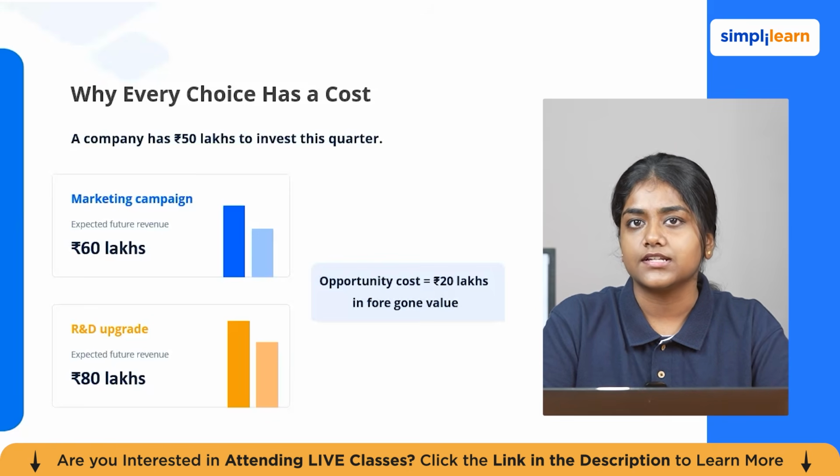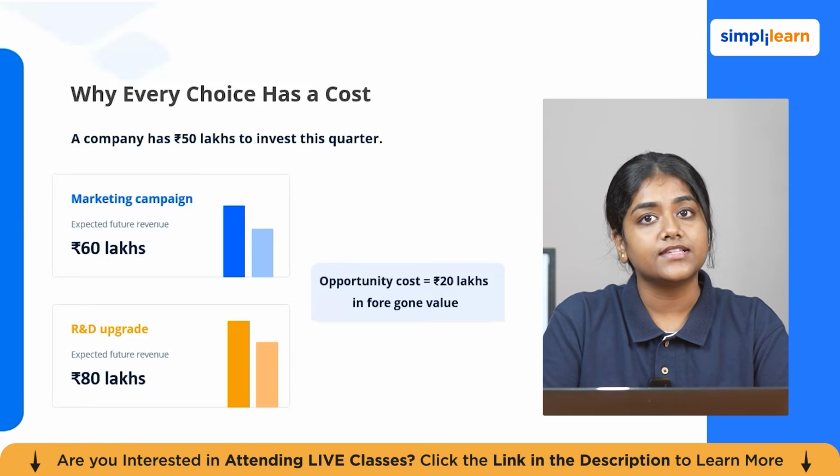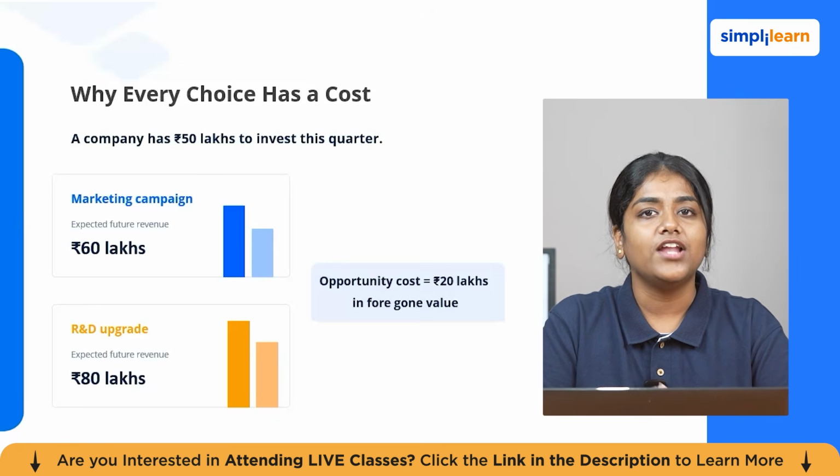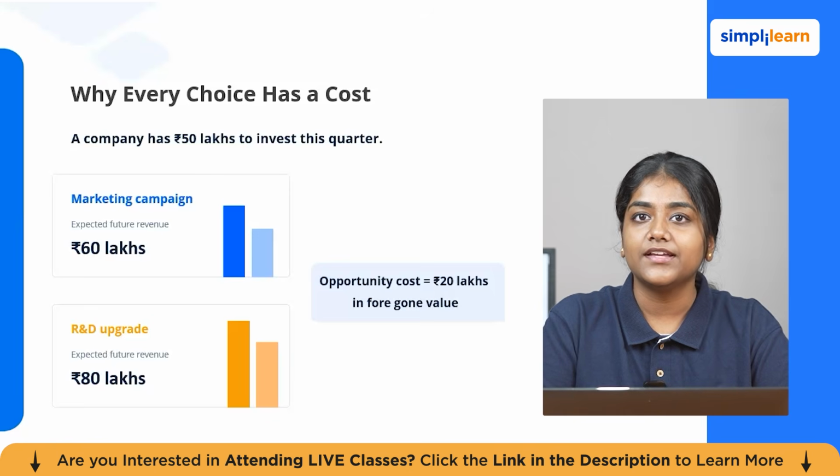Because resources are scarce, every decision to use a resource one way is simultaneously a decision not to use it another way. That's the essence of opportunity cost: the value of the next best alternative you gave up when you made a choice. Let's make this concrete.